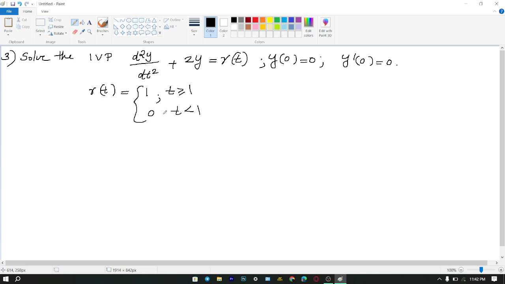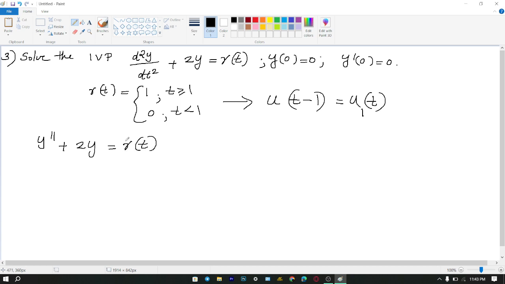Now when seeing this r of t, you can see that this is our unit step function u of t minus 1, or u1 of t, u_a of t. Here a is equal to 1. Now the given question is y double dash plus 2y is equal to r of t, where r of t is our unit step function.